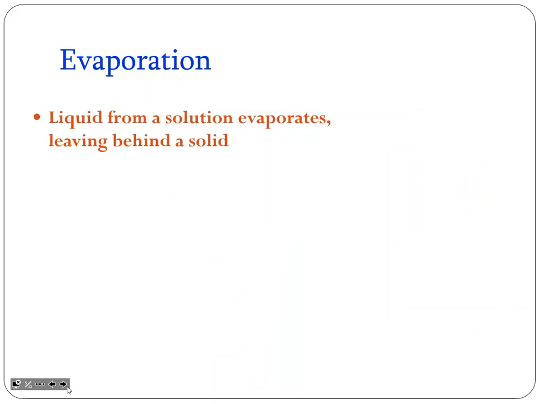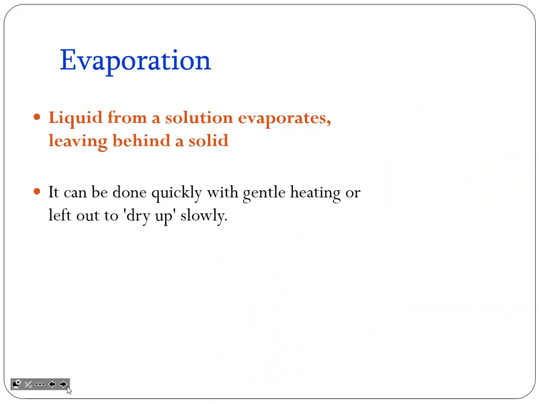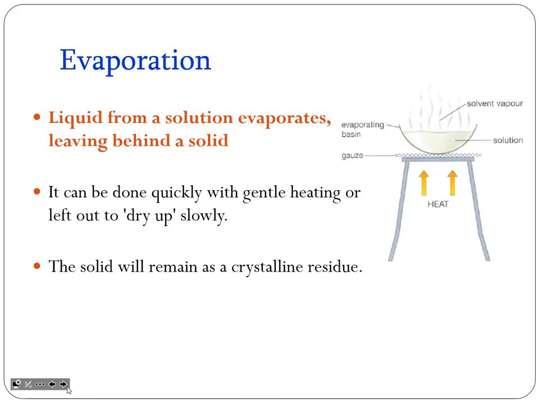All right, evaporation. Liquid from a solution evaporates, leaving behind the solid. It can be done quickly by gently heating, or left out to dry up slowly. And what you'll see if you gently heat it is the water will go away, and then whatever solid crystals will be left behind. It will remain as crystalline residue. So all you have to do is heat it. You can do it in a beaker, an evaporating dish, or a couple other different things in order to recover the solid.